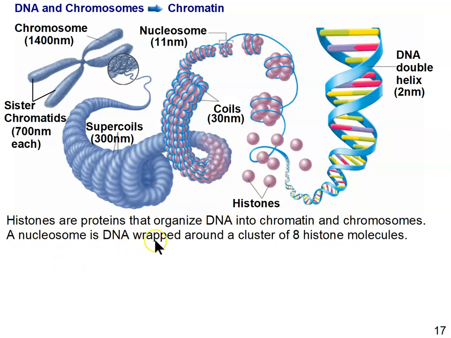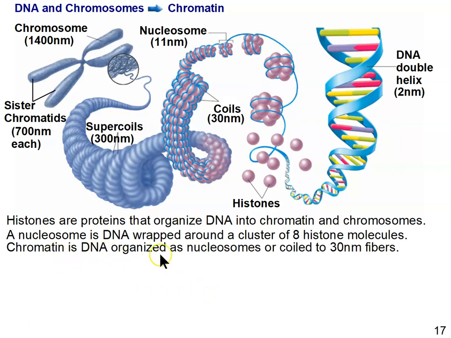A nucleosome is the DNA when it wraps around a cluster of 8 histone molecules. So if you count up the number of molecules in each one of these clusters, you'll find that there are 8 histones. And then the DNA wraps around that cluster of 8 histones. And that's known as a nucleosome. So that's a nucleosome, that's a nucleosome, nucleosomes.